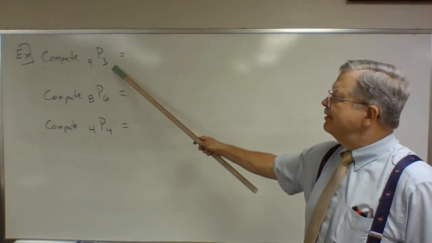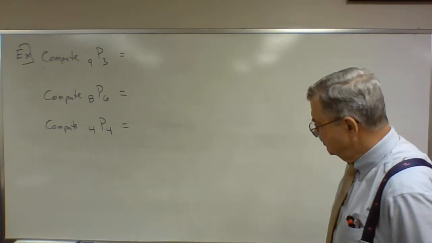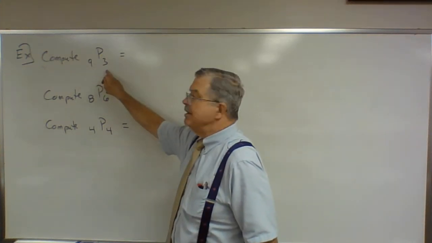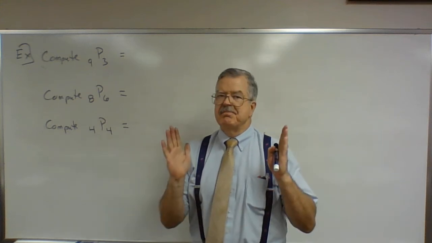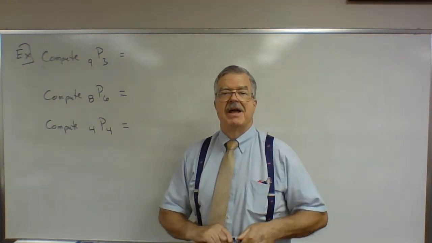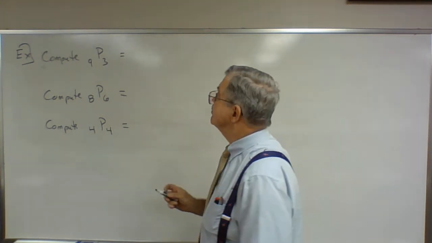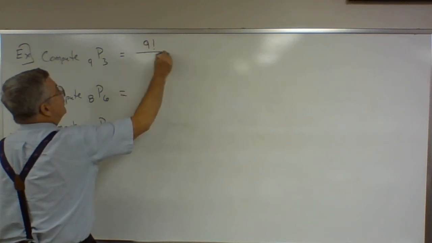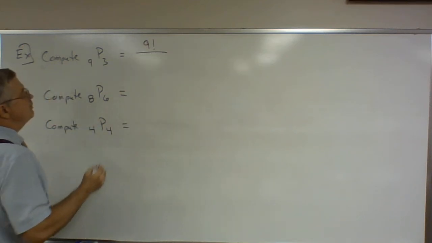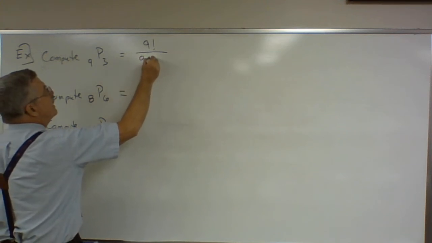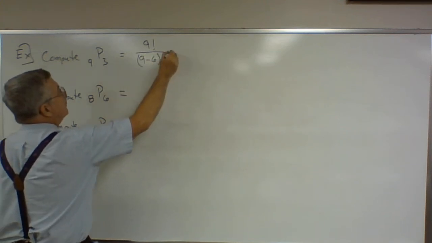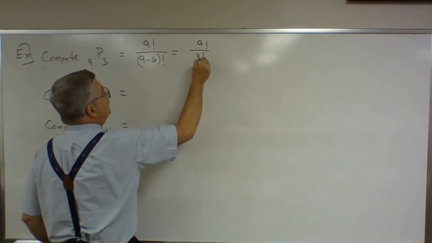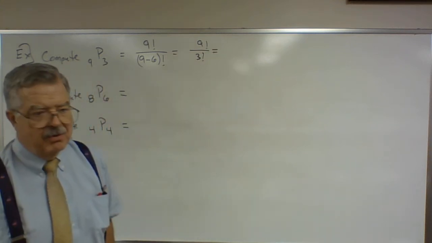Let's gain some practice computing these things. Now, if we have the nPr button on our calculator, fine, use it. I encourage you to use it if you have it. If we don't, this is what we're going to have to do. We're going to have to say this is 9 factorial over 9 minus 6 factorial. And that's 9 factorial over 3 factorial.